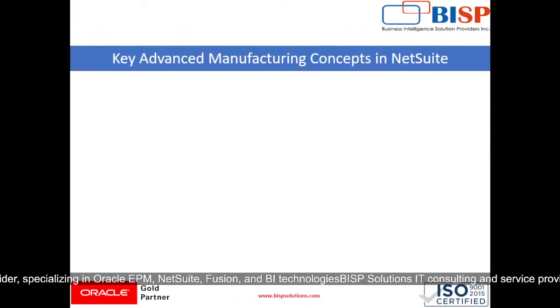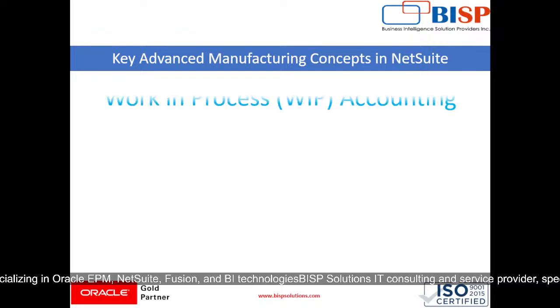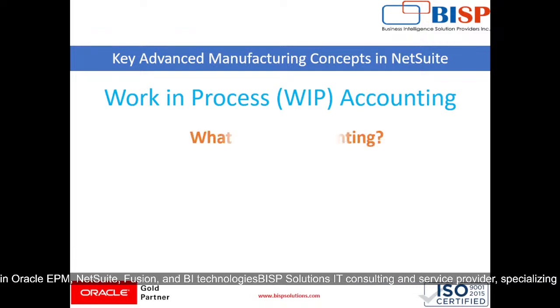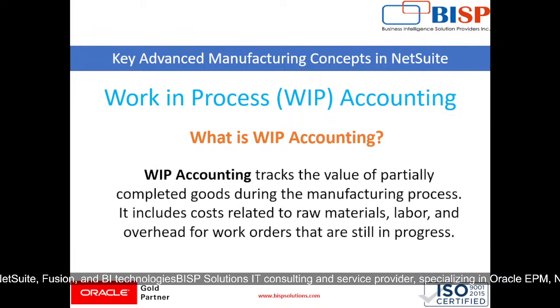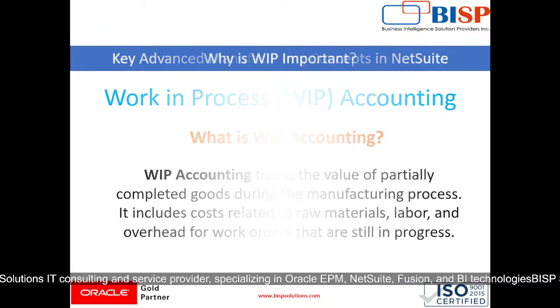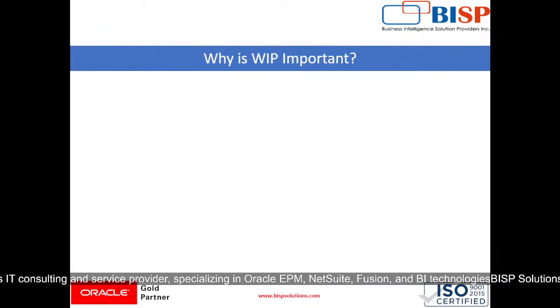Key advanced manufacturing concepts in NetSuite. So work in process accounting, what is work in process accounting? It tracks the value of partially completed goods during the manufacturing process. It includes cost related to raw materials, labor, and overhead for work orders that are still in progress.